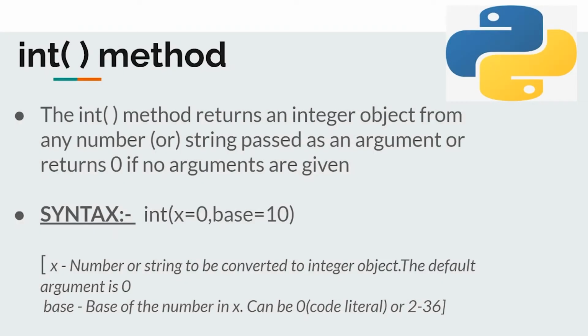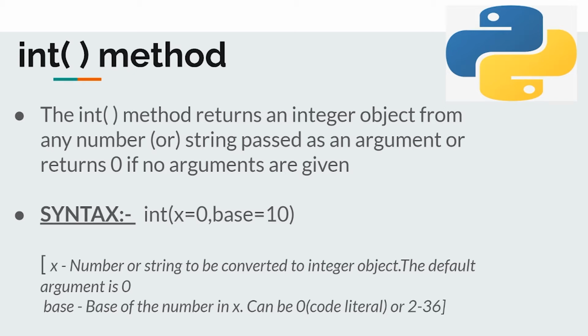The topic of this video is going to be on the int method. So let us go through the definition of the int method. The int method returns an integer object from any number or string passed as an argument, or returns 0 if no arguments are given. Here is the syntax for the int method.